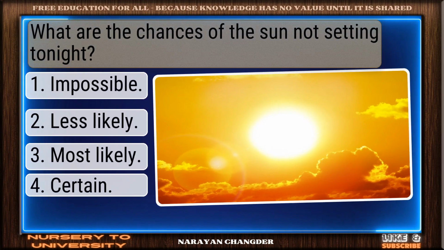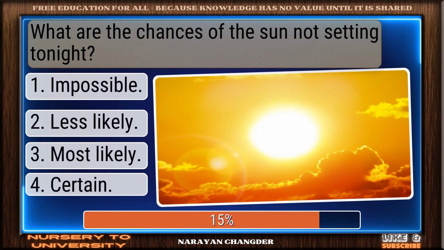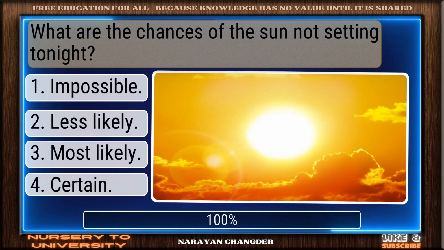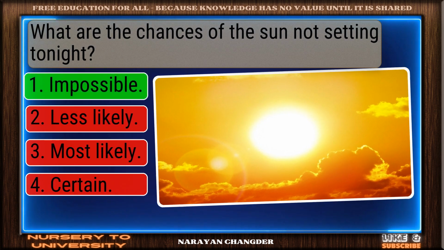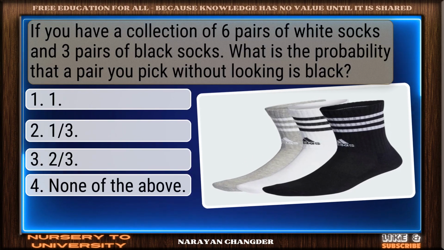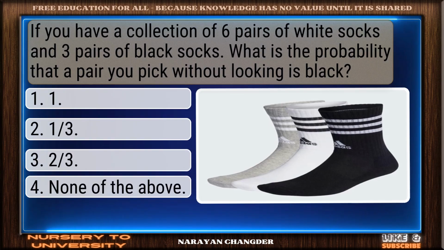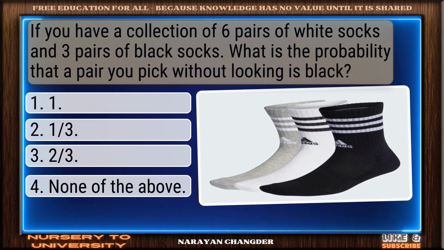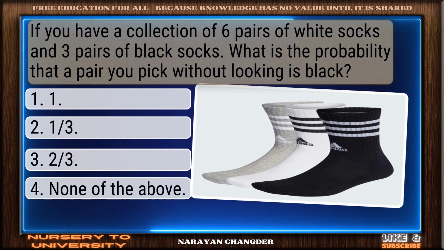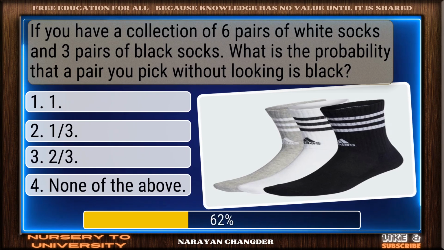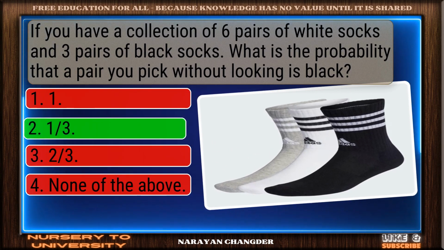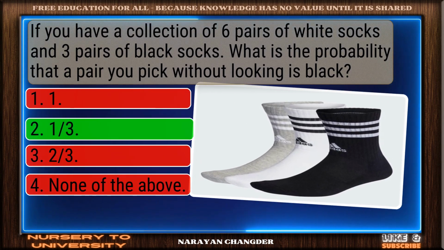What are the chances of the sun not setting tonight? Great job. Impossible is accurate. If you have a collection of 6 pairs of white socks and 3 pairs of black socks, what is the probability that a pair you pick without looking is black? Smart move. 1/3 is the accurate answer.